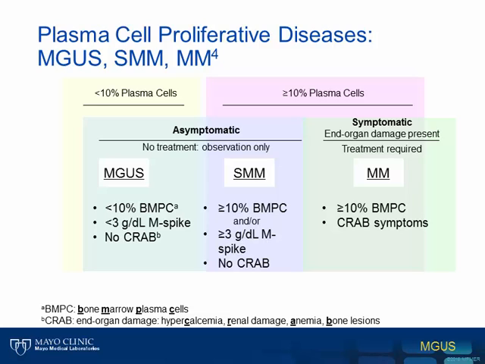Multiple myeloma differs from MGUS by having greater than 10% bone marrow plasma cells and symptoms due to plasma cell proliferative disease. They have organ damage and need therapy.